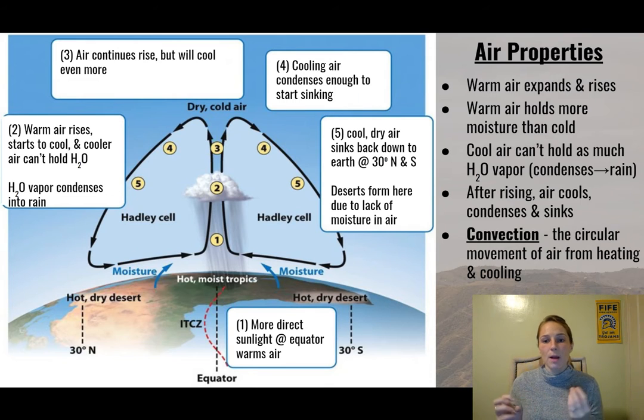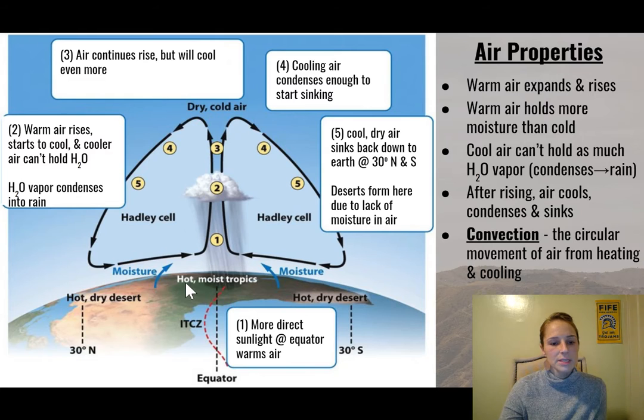Now, because of these properties, this results in something called convection, which is basically just the circular movement of air due to these heating and cooling properties. But I'm going to walk you through this diagram to talk about the importance of these properties and how it leads to cycling of air.